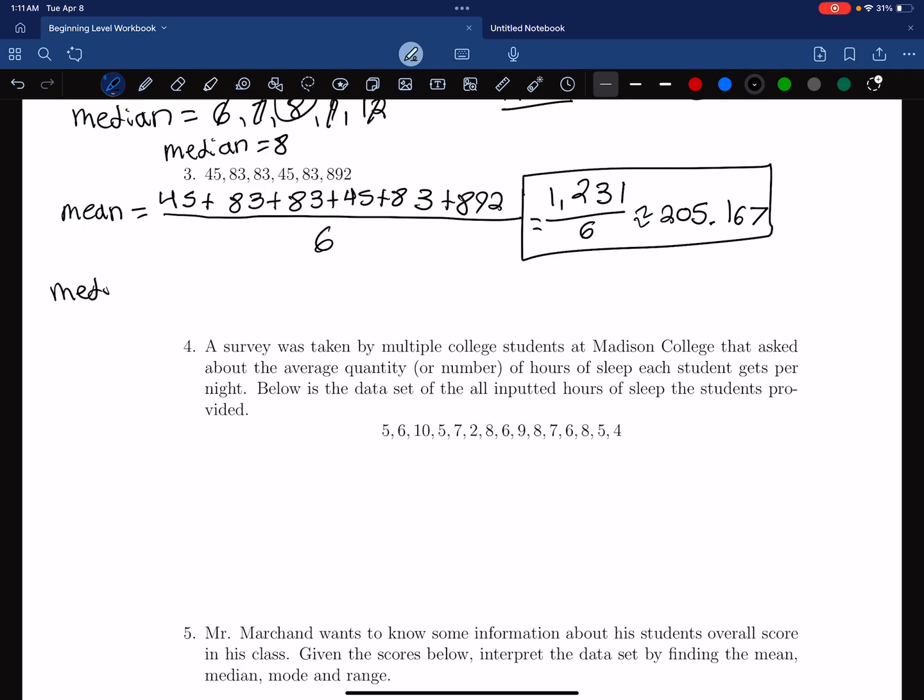And then let's try our median. So we have to arrange the values in order from the smallest to the largest. And when we do that, you should get something like this. You should get 45, 45, 83, 83, 83, and then 892. And then now from here, I encourage you, if you haven't, try to find the median on your own before I go through it. And assuming you have given it a try, let's work through it together.